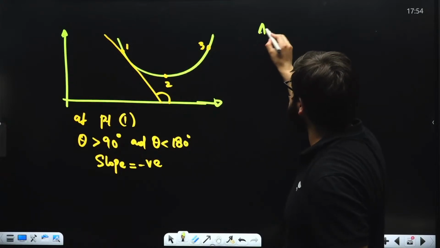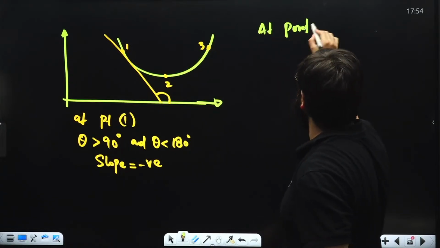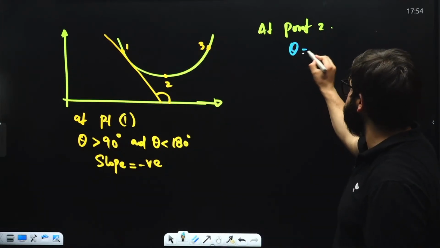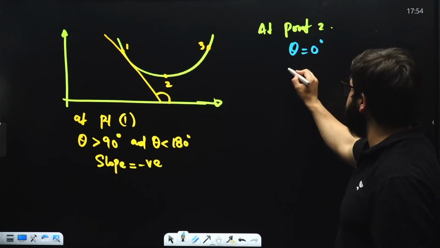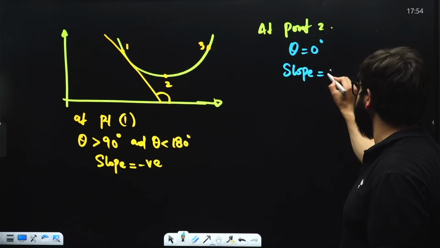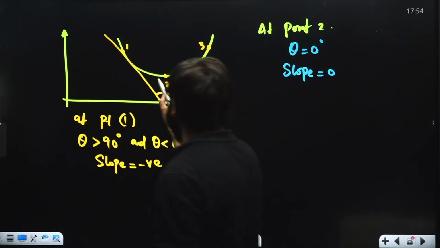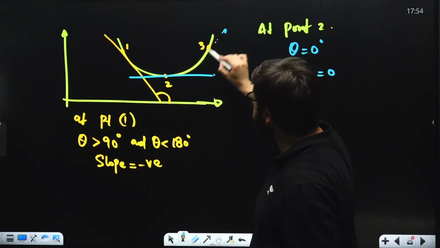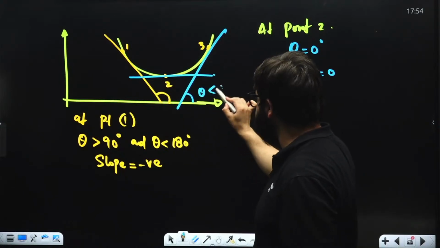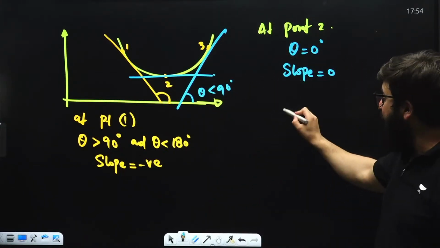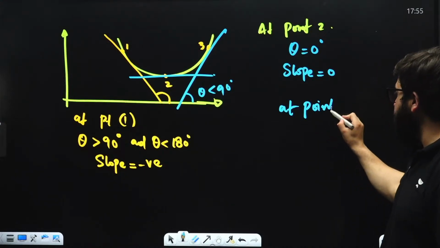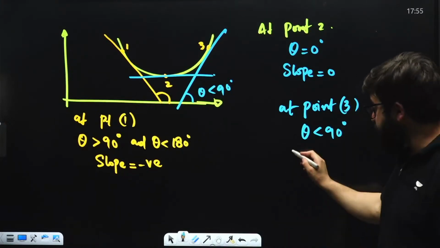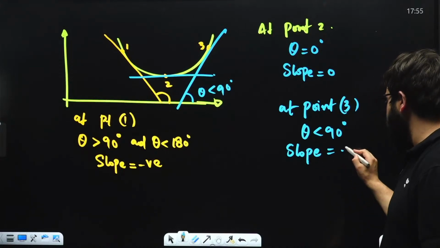Similarly, at point 2, I can simply say theta is equal to 0 degrees. So if theta is 0, we say slope in that case will be 0. Slope at point 2 is 0. Why? Because this line is parallel to the x-axis. Then at point 3, draw a tangent and this angle is less than 90 degrees. We say at point 3, theta is less than 90 degrees. If theta is less than 90 degrees, means in that case slope will be positive.